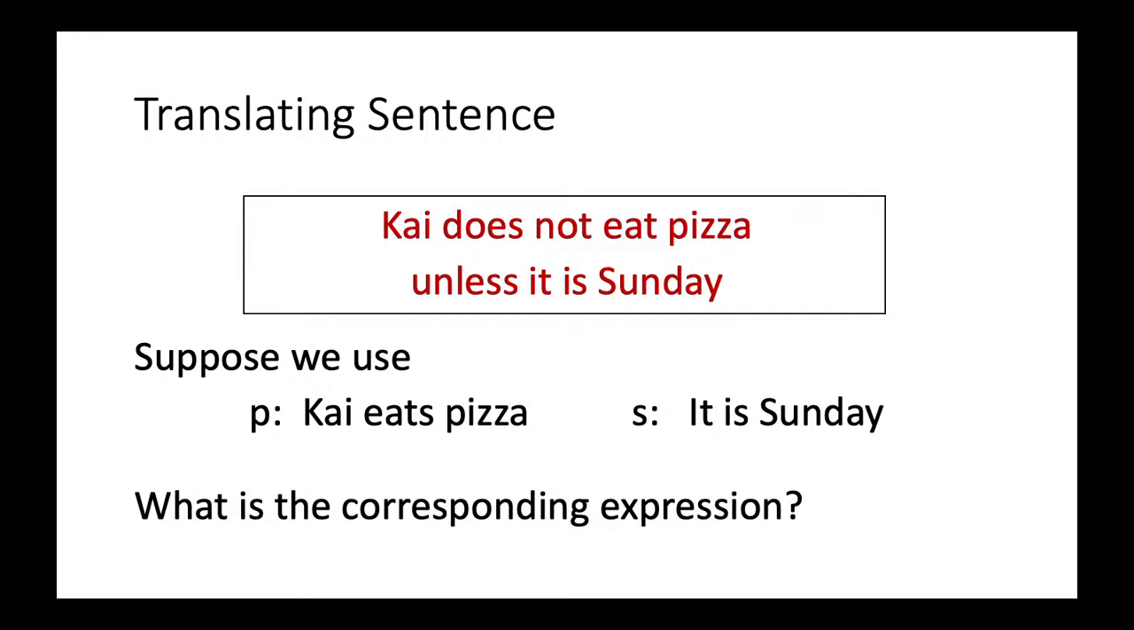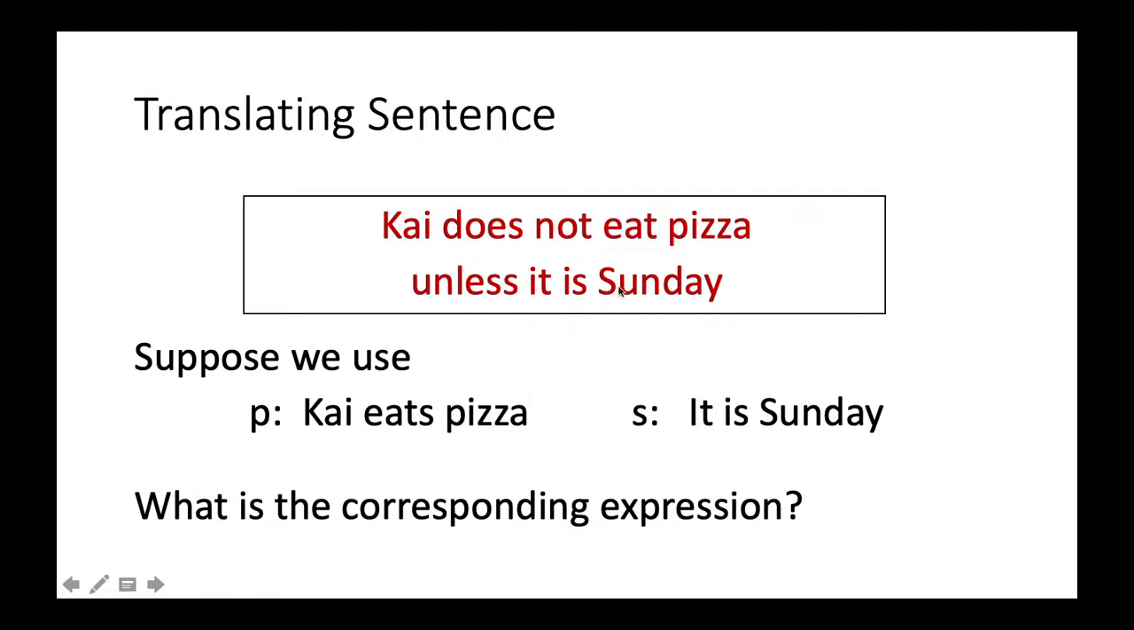So I have an example here. It says that Kai does not eat pizza unless it is Sunday. Okay, and then we want to use, let's say, P to represent the sentence Kai eats pizza. So P for pizza. And then S represents it is Sunday. So S for Sunday. So I want to make a translation so that this long sentence can be shortened by using P and S as symbols to represent it. So can we change it to the corresponding expression?